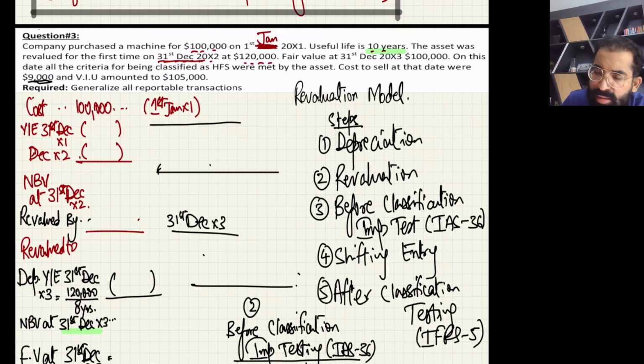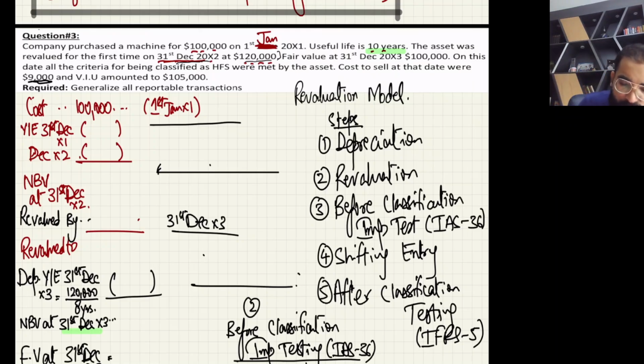Go very simple. The asset was revalued for the first time on 31st December X2, after 2 years. So first we need to depreciate it for 2 years, and the fair value is 120,000. Now no need to read it further, just this 1.5 line is enough for us.